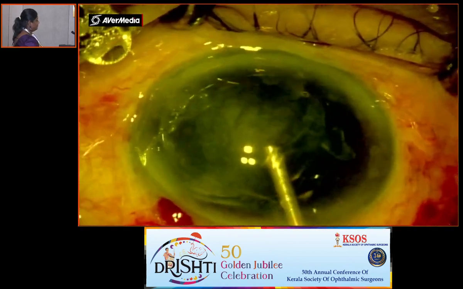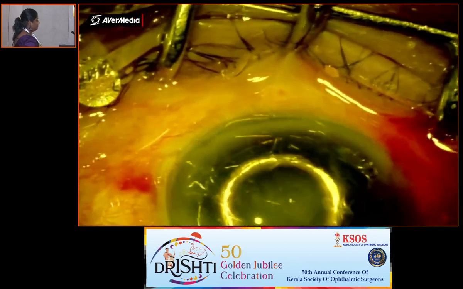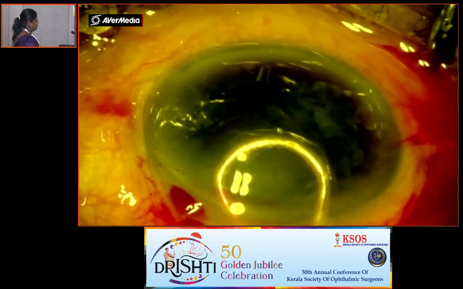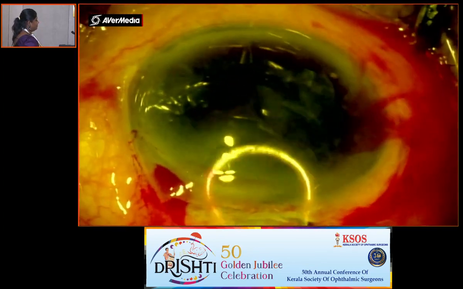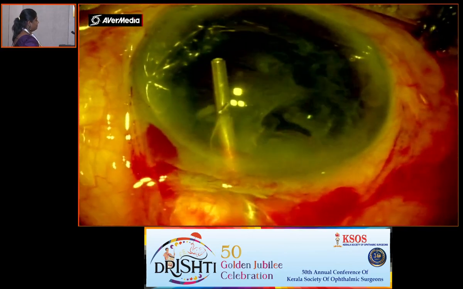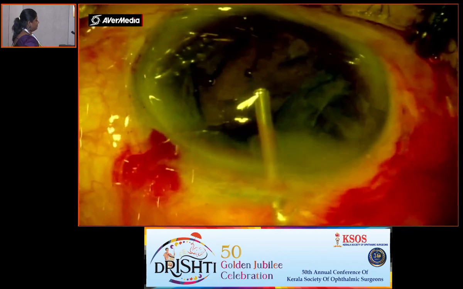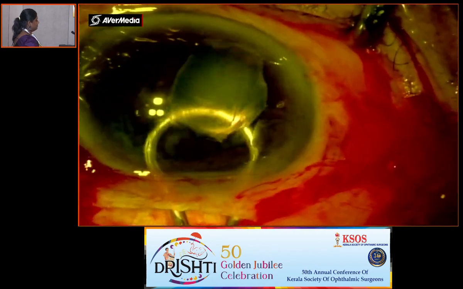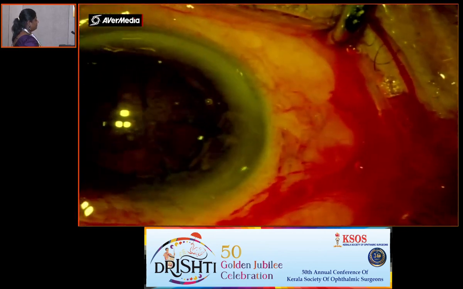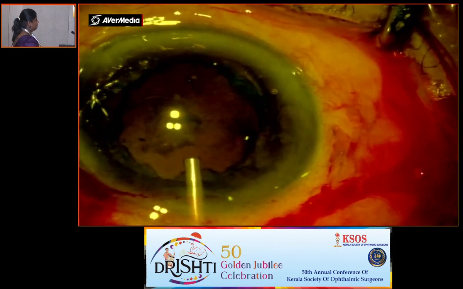Now, the nucleus is delivered using vectis, taking utmost care not to injure the capsule or the iris. This is the step most associated with posterior capsule rupture while doing SICS. The remaining epinuclear bits can be cleared using visco expression itself. The next step is cortex wash.